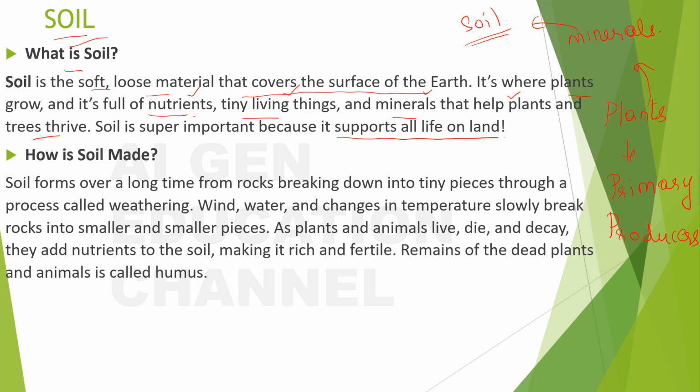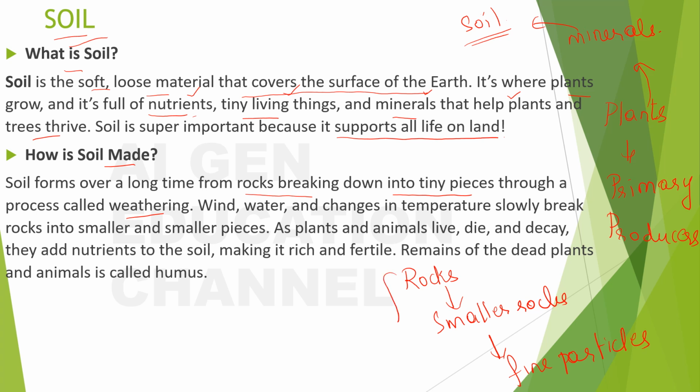Okay? How is soil made? Soil forms over a long time from rocks breaking down into tiny pieces through a process called weathering. So, what happens is that the rocks break to form smaller rocks, and these smaller rocks further break to form fine particles. What is this entire process called? Weathering.